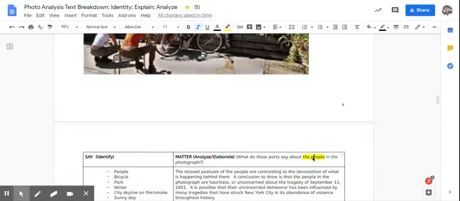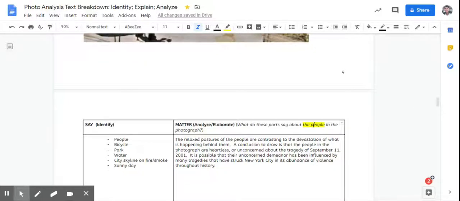Notice I highlighted in the photograph. And this is what I came up with in my analysis. The relaxed postures of the people contrast with the devastation of what is happening behind them. A conclusion to draw is that the people in the photograph are heartless or unconcerned about the tragedy of September 11, 2001. It is possible that their unconcerned demeanor has been influenced by many tragedies that have struck New York City in its abundance of violence throughout history. And it's talking about New York City's history. So that's really where I would be going with the rest of my analysis.